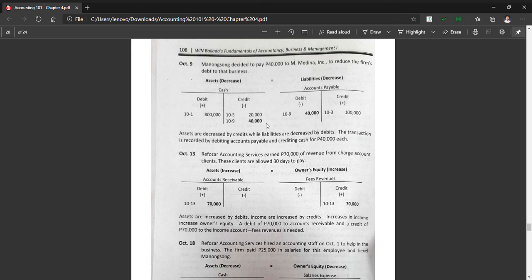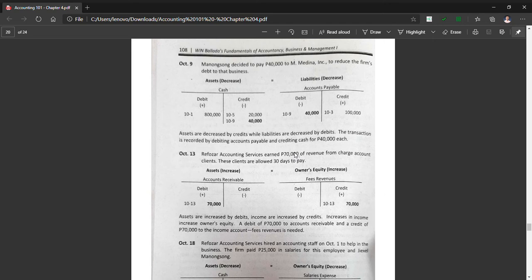Next naman, October 13, Refusar Accounting Services earned 70,000 of revenue from charge account clients. These clients are allowed 30 days to pay. Okay, so ngayon naman, tayo ang nagpautang. Right? Nag-render tayo ng services or nagtrabaho tayo to the customers pero hindi pa sila nagbabayad. So, meron silang utang na 70,000. Okay? Dahil meron silang utang, meron tayong mare-receive.